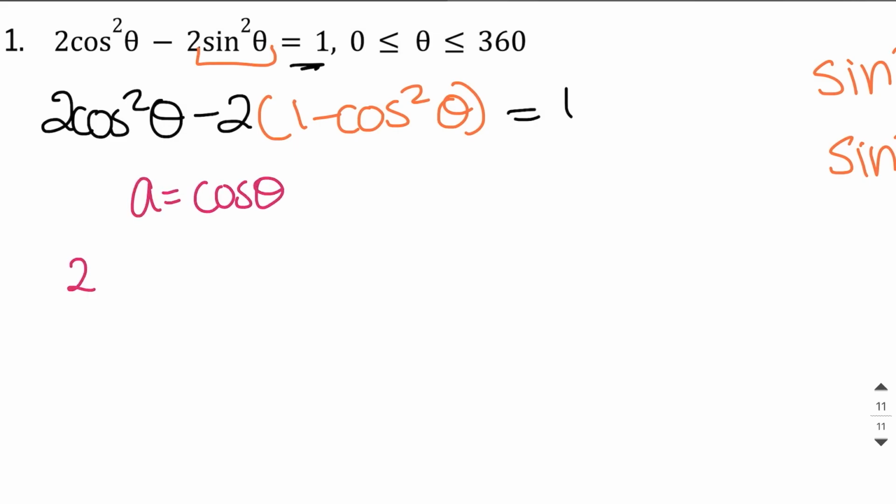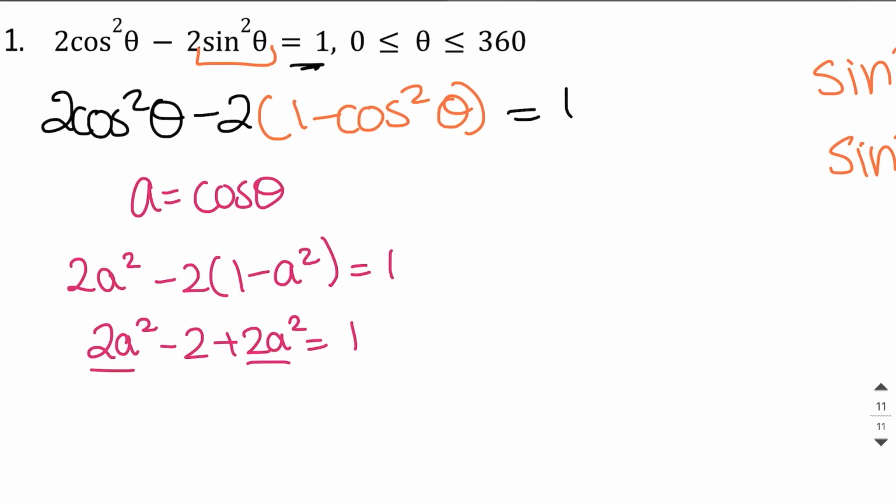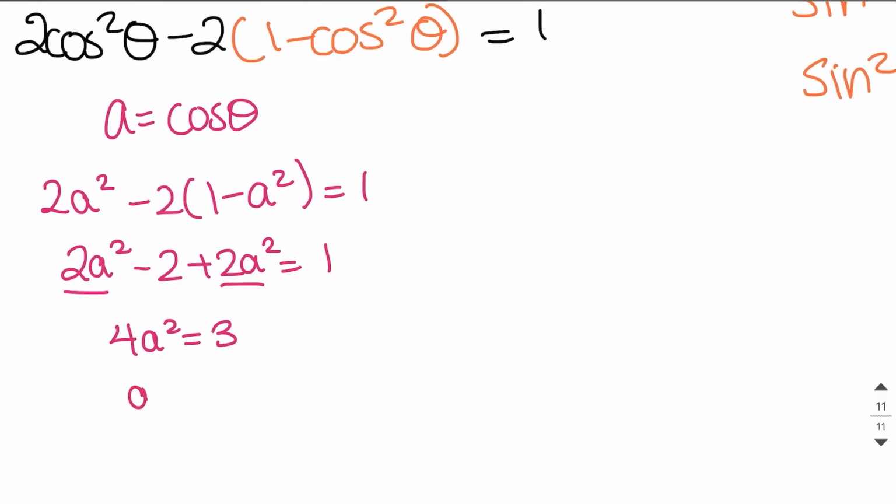It's up to you. I'm going to say this is 2a squared minus 2 times 1 minus a squared equals 1. This is a squared, this is also a squared. So I'm going to go through and finish solving this. Distribute the 2 through. Collect these together. Move the 2 over, and I get a 3. And then I can divide by 4.